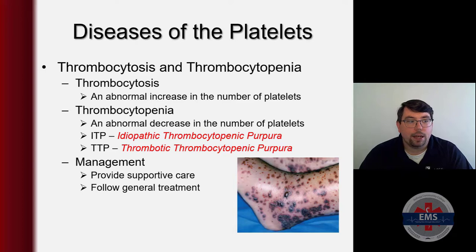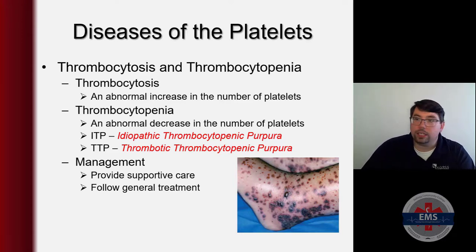ITP is characterized by easy bruising, bleeding, and a falling platelet count. Chronic ITP usually occurs in adult women and is often associated with, again, underlying autoimmune diseases. Again, most care for this is really going to be focused around supportive care.